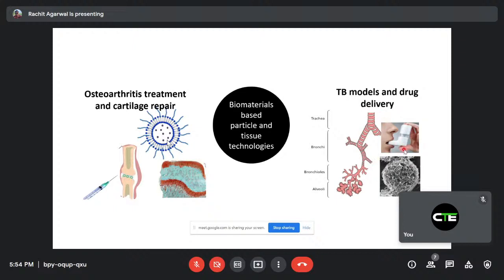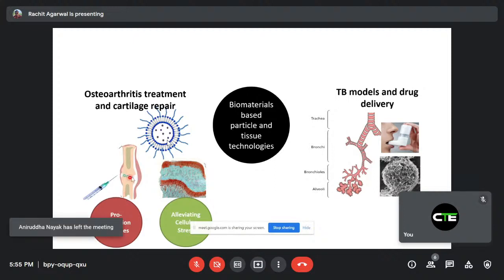In the TB part of things, we are looking at developing inhalable carriers that can go deep in the lungs and then deliver the antibacterials. We are also looking at alternative ways to treat TB, such as bacteriophages, especially for drug-resistant TB. On the osteoarthritis part of things, we are looking at pro-resolution therapies, something that can reduce the inflammation and promote the clearance of inflammation, because we believe that OA, osteoarthritis, is quite a highly inflammatory disease.